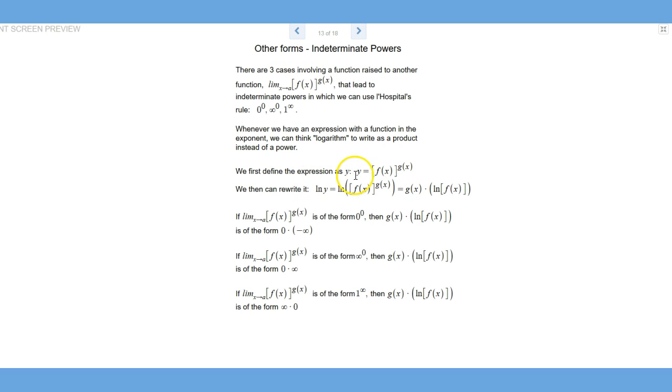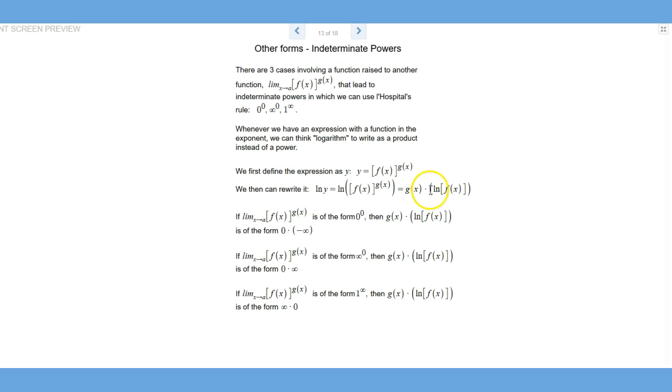What we're going to do is assign a variable to the expression we're taking the limit of, f of x to the g of x power. We'll take the logarithm of both sides. It doesn't really matter which one, but we take ln just for convenience, remembering it's base e. And then using the power rule of logarithms, ln of y turns into g of x times ln of f of x.